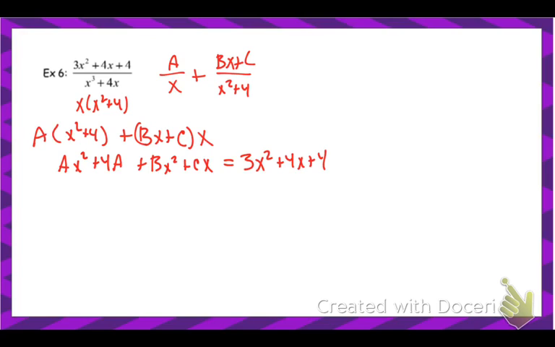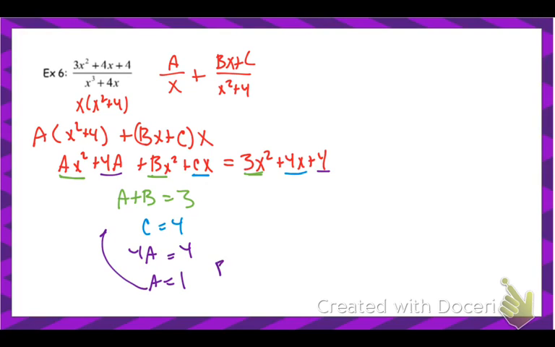We'll set up our system, starting with the x squareds. So a plus b is equal to 3. All right, then I look at my x's. cx is equal to 4x, so c is equal to 4. Then I look at my last one. 4a is equal to 4, so a is 1. Well, if I know a is 1, plug it back in. That means b is 2. That means my equation would be 1 over x plus 2x plus 4 over x squared plus 4.